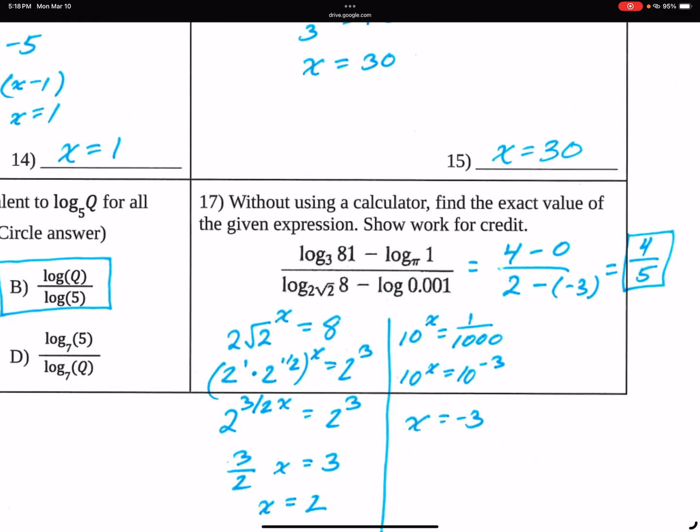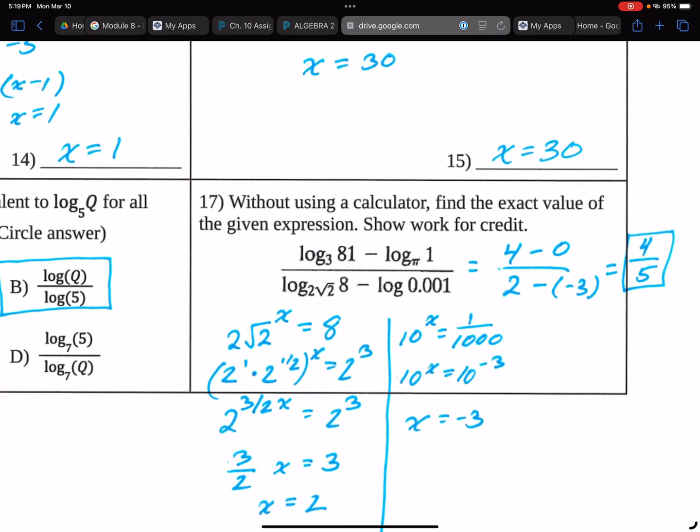Look at the work. How do you get 4? Because this is 3 to the 4th. It's log base 3 of 3 to the 4th. The 4 goes in front, so it's 4 times 1, which is 4.